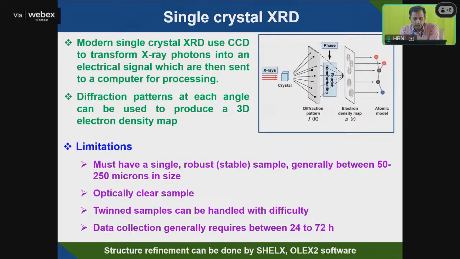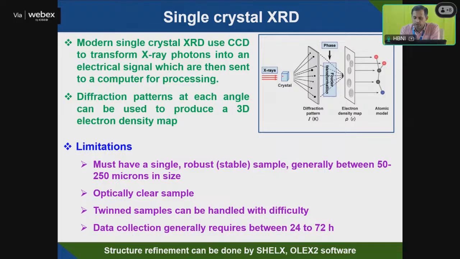So if you see in single crystal XRD, modern-day XRD uses a charge coupled detector. Like in the earlier stage, I told that there is a 2D detector, there are 1D, line detectors or spot point detectors. But here mainly the 2D detector, the charge coupled detector, is used. The CCD transforms the X-ray photons into an electrical signal.